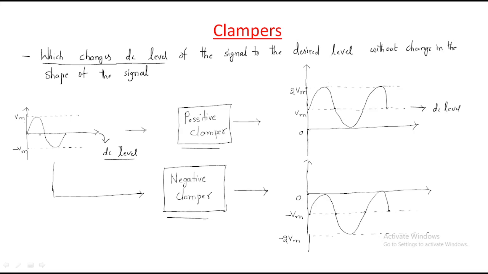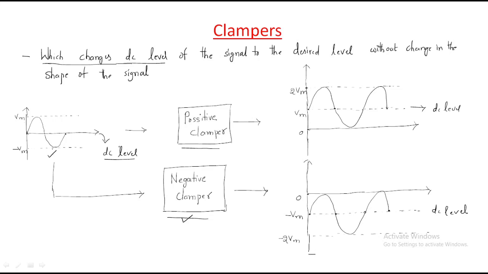without changing the shape of the signal. The shape of the input signal is a sinusoidal waveform, and the output waveform is also sinusoidal, but the DC level is shifted upside. That's why it is called a positive clamper. And we have the negative clamper. The same input is applied to this negative clamper, then the DC level is shifted downwards to the negative side. That's why it is called the negative clamper.